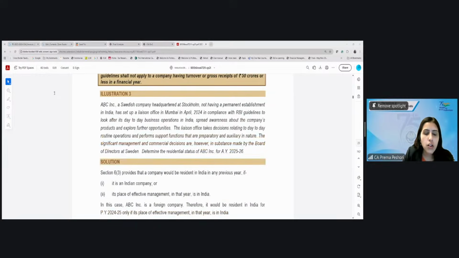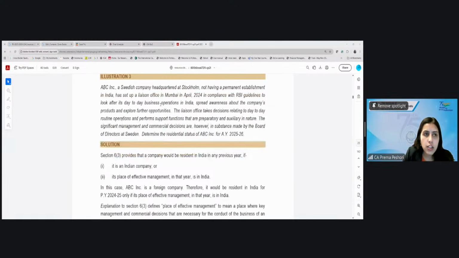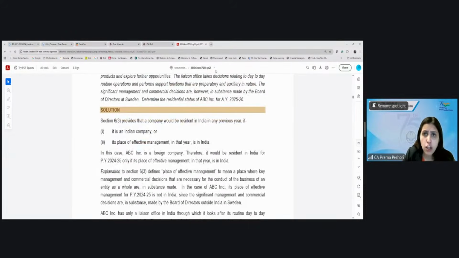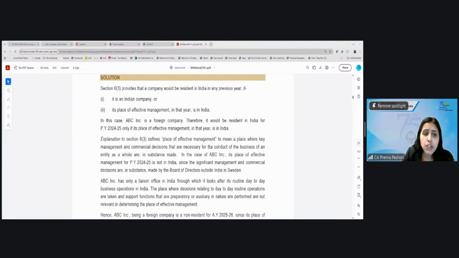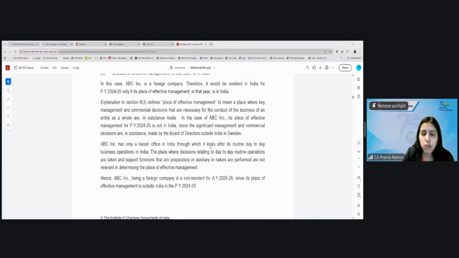Yes, Jay. So here, just because they have a liaison office in India, liaison office means what? It is just acting as a communication channel between the holding company and the customers here in India. So it is just a support office. Just because they have a liaison office here in India doesn't mean they have a POEM in India. If the significant management and commercial decisions are taking place in Sweden and only day-to-day routine operations or support functions are taken by the liaison office, then in that particular case, the place of effective management will be outside India. Yes, Suchita. Okay.